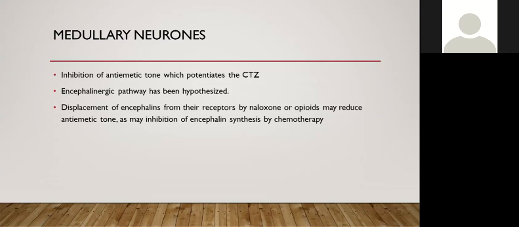receptors by naloxone or opioids may reduce the antiemetic tone, and when you reduce the antiemetic tone, it can increase the action of the CTZ, and also inhibition of enkephalin synthesis by chemotherapy. So it is postulated that it is via the medullary neurons also that chemotherapy causes nausea and vomiting, and naloxone and opioids maybe also act via the medullary neurons. The thing to remember is that it will affect the CTZ tone, and that's how it causes vomiting. Next slide.